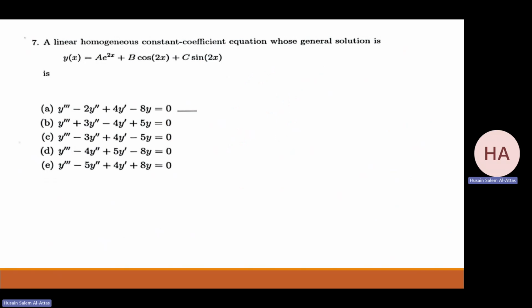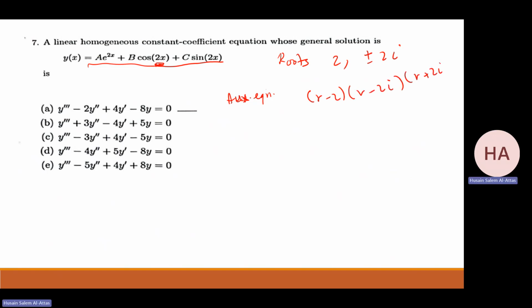A linear homogeneous constant coefficient equation with general solution is this. This is now the general solution. So what are the roots? 2, and from here I have plus or minus 2i. Okay, so it will be the auxiliary equation: r minus 2, r minus 2i, r plus 2i equals 0. In other words, r minus 2 times what? This is r squared minus 4i squared, so it's r squared plus 4 equals 0. And that gives me what? r cubed minus 2r squared plus 4r minus 8 equals 0.